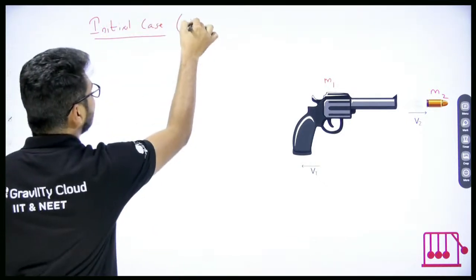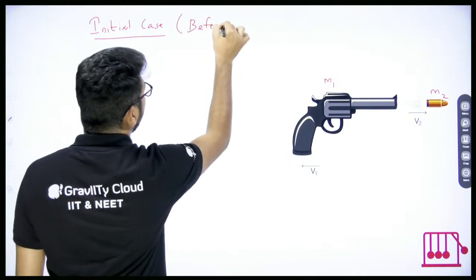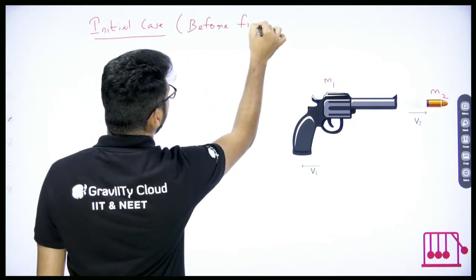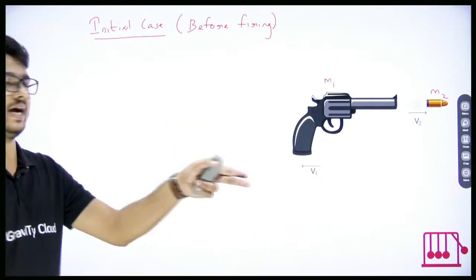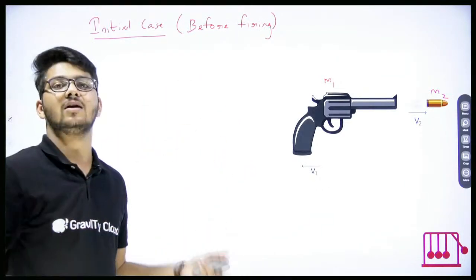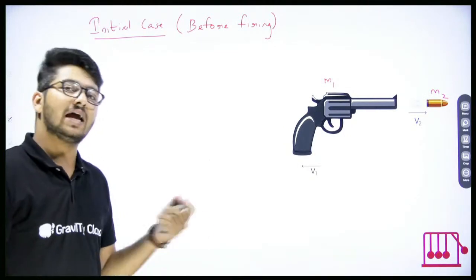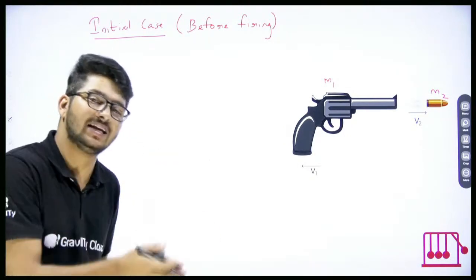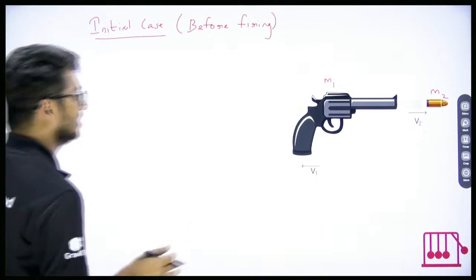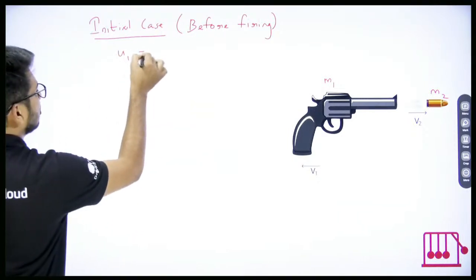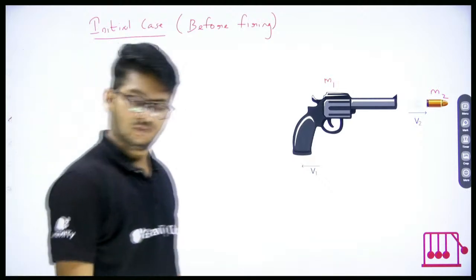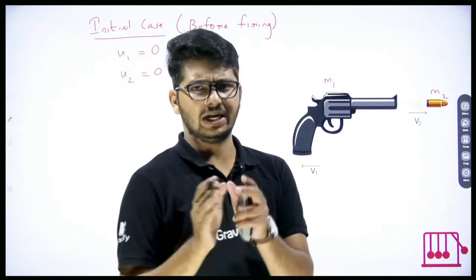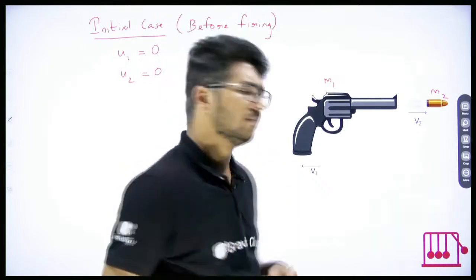So here, the initial case. What is the initial case? Before firing. Before firing, the gun is in my hand, the bullet is in the gun, none of them are moving. So before firing, the gun is at rest and the bullet is at rest. So the initial velocities for both of them is 0. u1 is equal to 0 and u2 is also equal to 0.